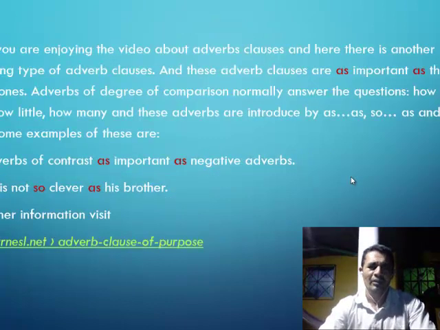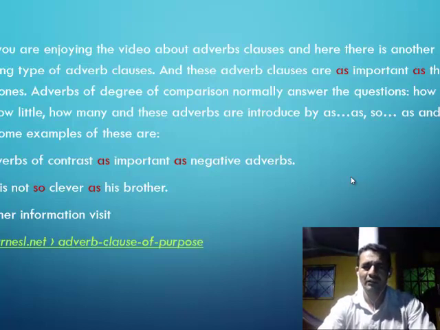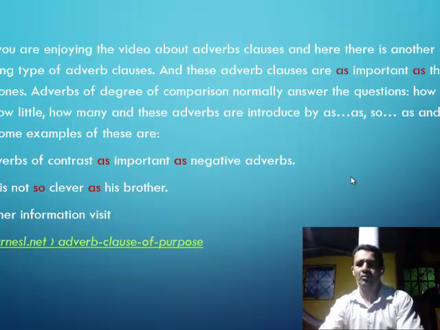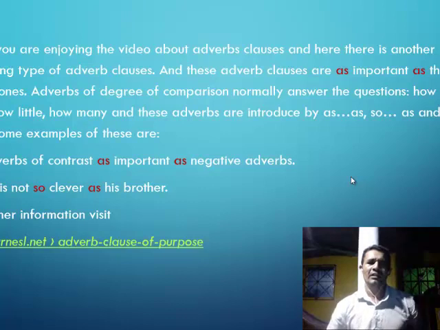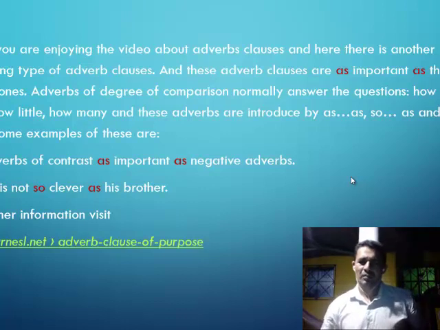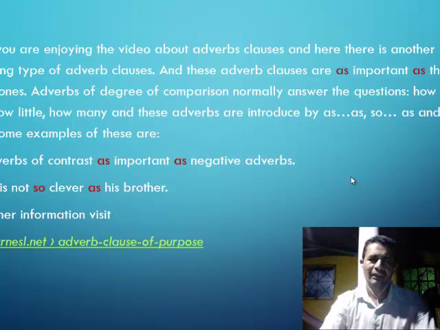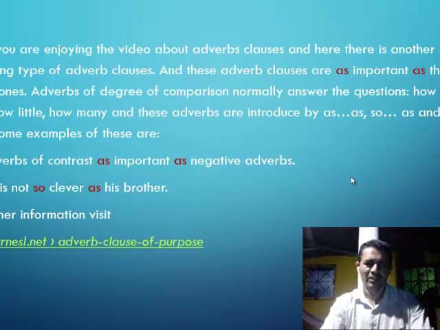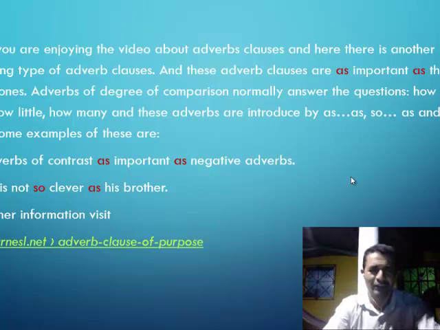Okay, and I hope you are enjoying this video about adverb clauses. And here there is another interesting type of adverb clauses, and these adverb clauses are as important as the before ones. Adverbs of degree and comparison normally answer the questions how much, how little, and how many. These adverbs are introduced by as, so as, and than. Some examples of these are adverbs of contrast, as important as negative adverbs. He is not so clever as his brother. For further information, visit the website which is below.